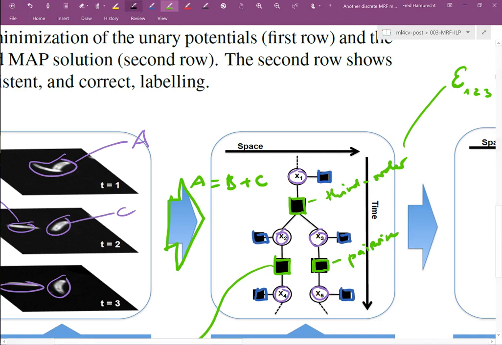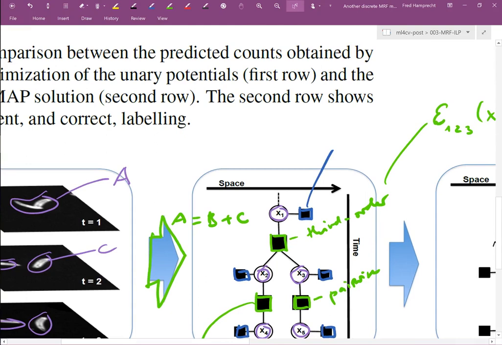Somehow I cannot change colors. All right. So here we would have, for example, a potential for the first variable here, psi1. And this potential could be a vector of numbers.